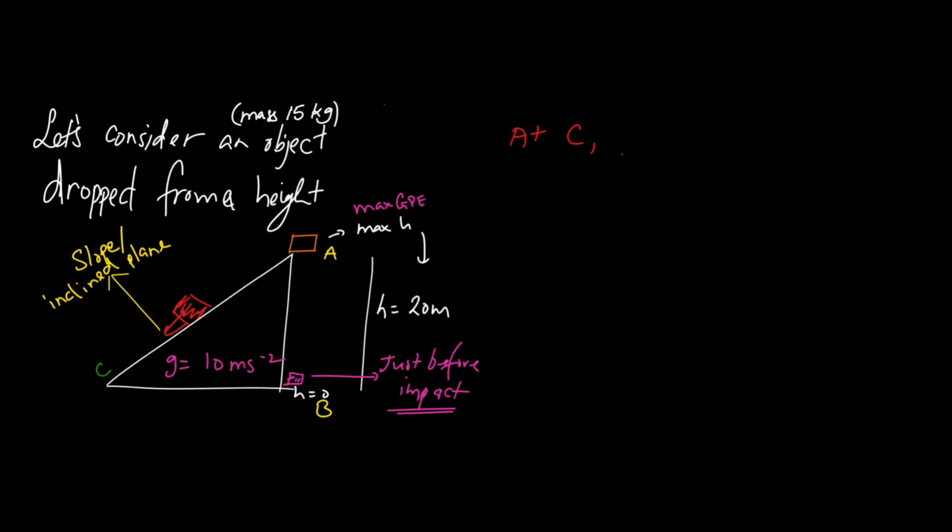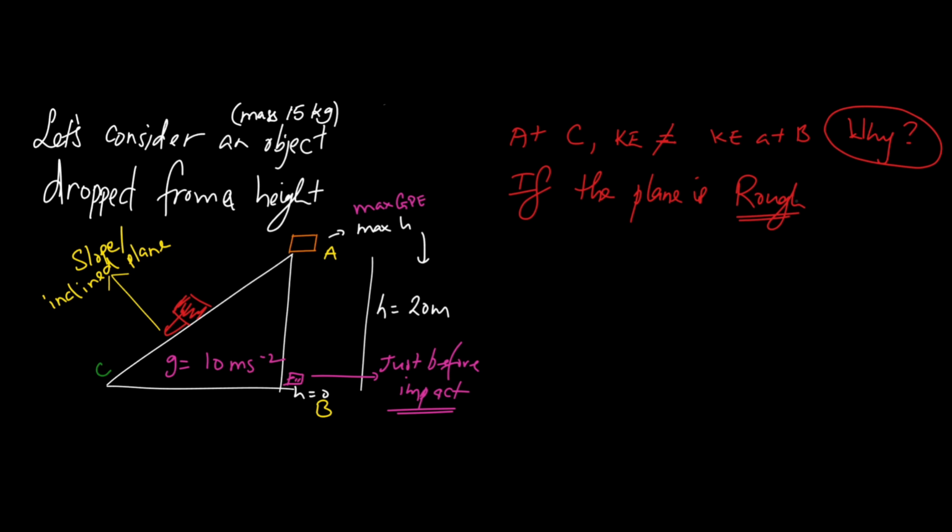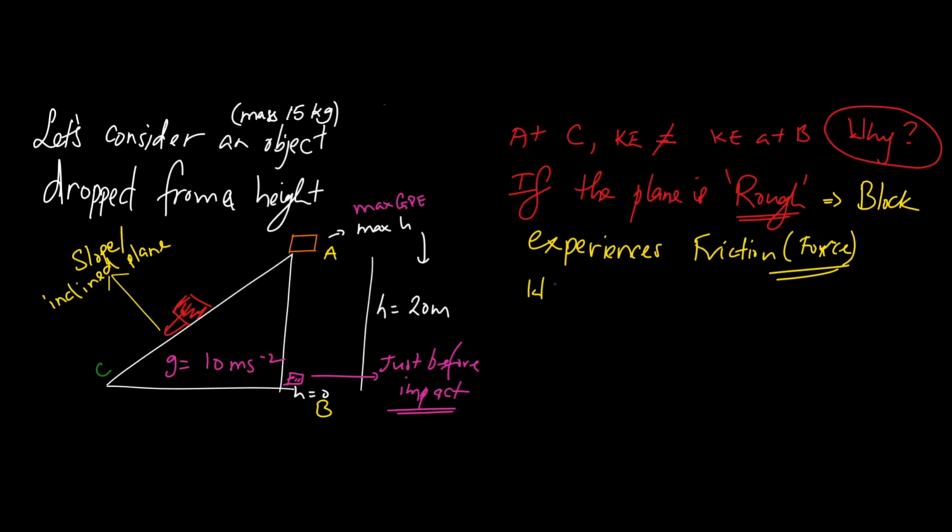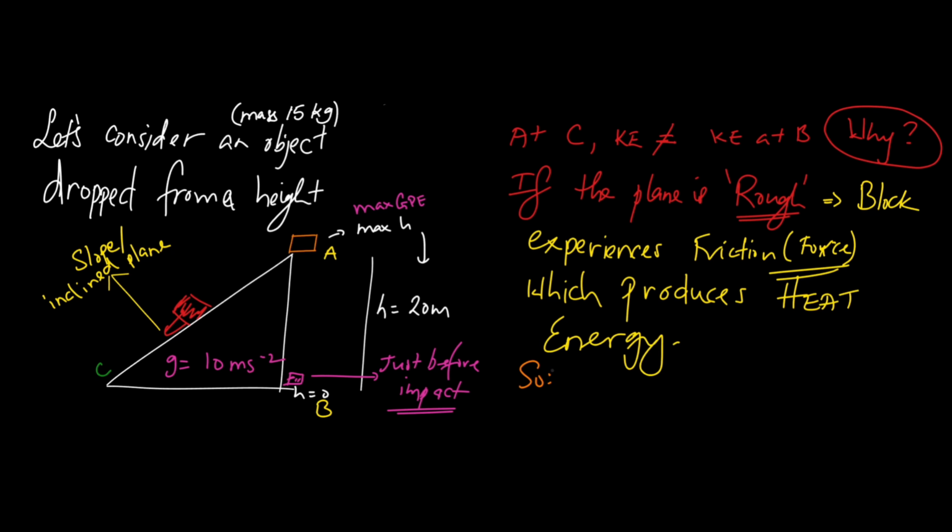Now, to answer the last part of our question, if the object is allowed to slide along the slope itself, the kinetic energy is not going to be the same as it was at point B. Why is that so? If the plane is a rough plane, meaning that friction plays a part in slowing down this object, heat energy is produced, which means some of that kinetic energy is transferred to heat energy. It may not be a lot, but it still accounts for it. So the kinetic energy at point C will not be the same as the kinetic energy at point B once that object is allowed to slide down the slope.